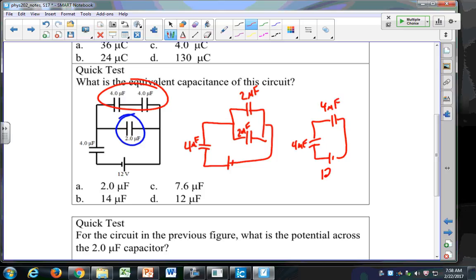And then this is 12 volts. These two are in series. Sometimes you get confused because you've got this bend, but notice there are no junctions here. I just have a bend in the circuit. If it makes you feel better, you can draw this capacitor up here and it's the same thing.